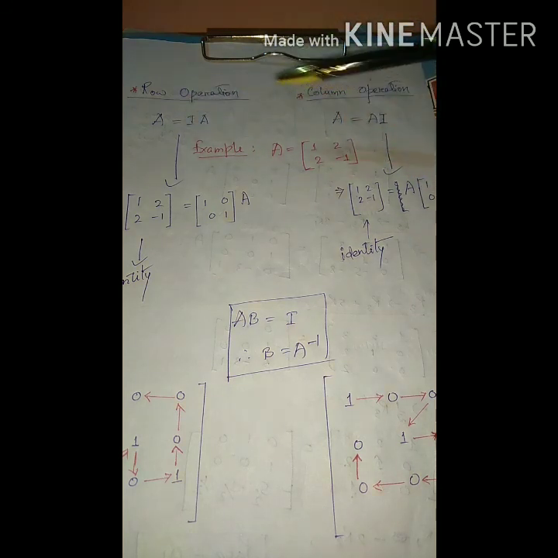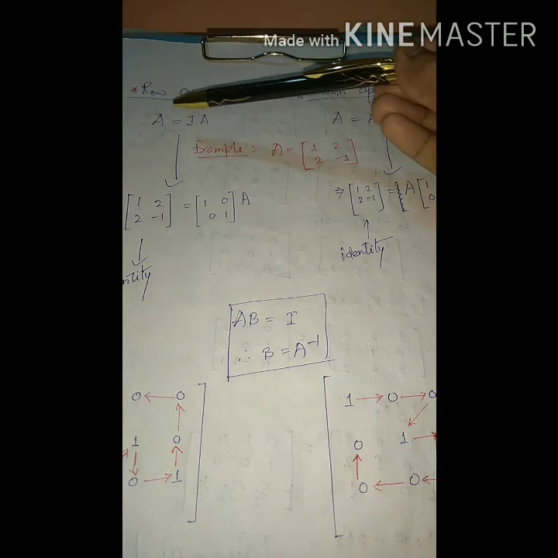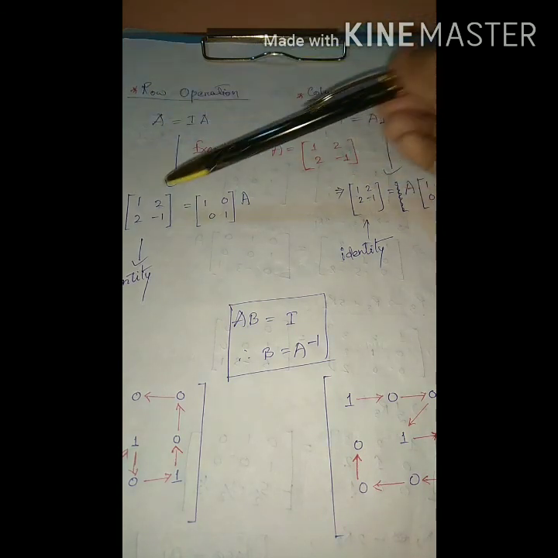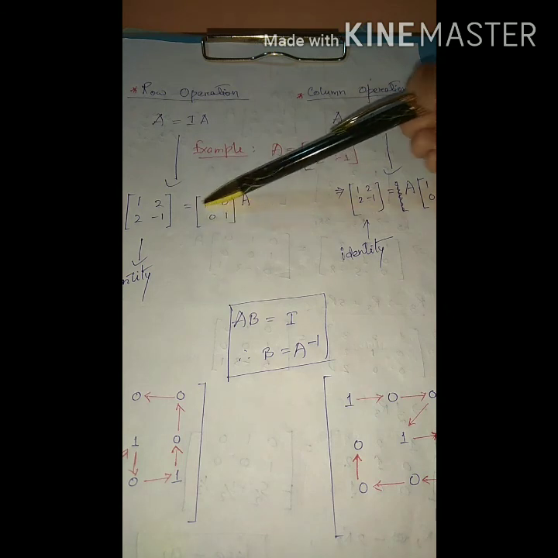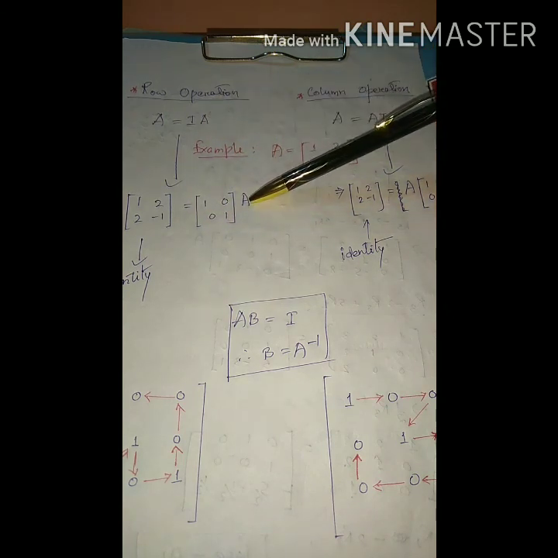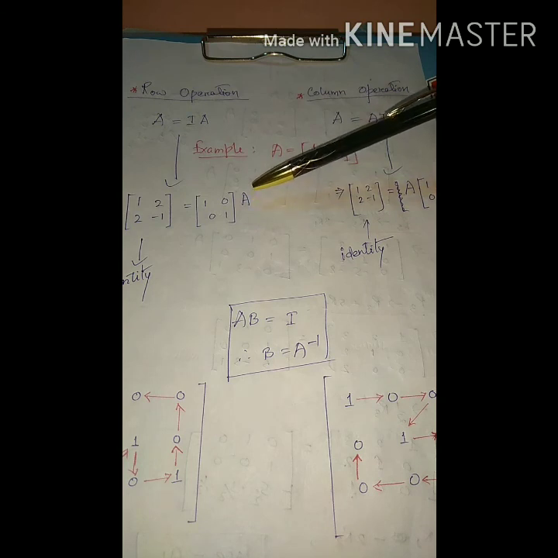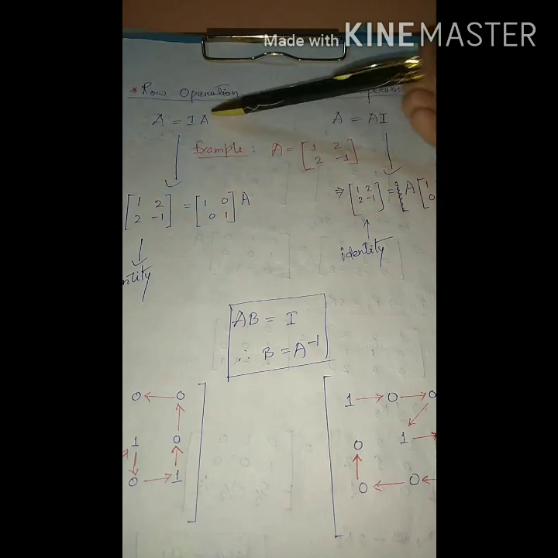So at first, what do you have to write? For row operation, we have to write A equal to IA. And then the A matrix, whatever is given here, we write on the left side, and with respect to this we write the identity matrix, and in place of this A, we keep the same A. You see, the first A we write, then the identity matrix, and we keep this A the same.